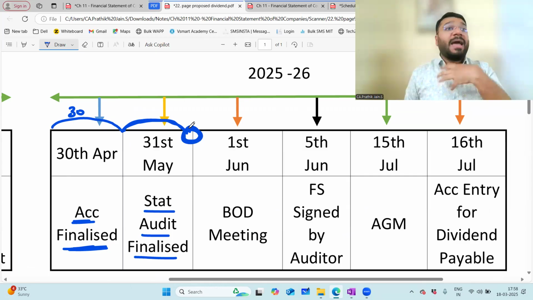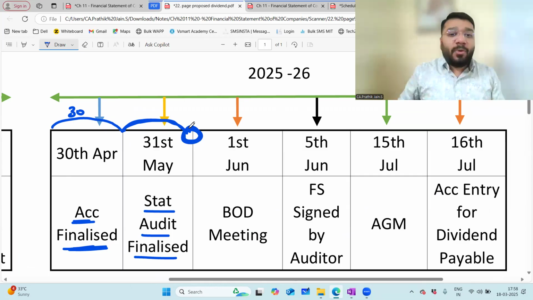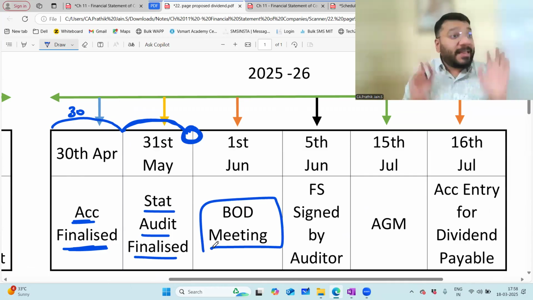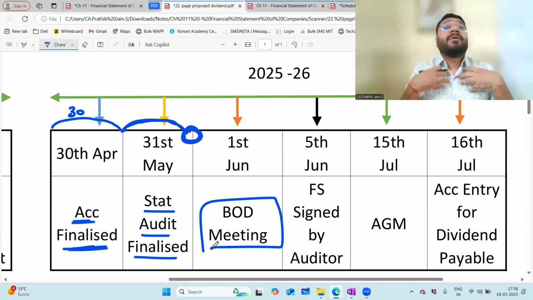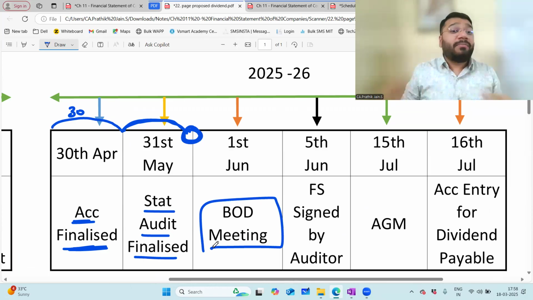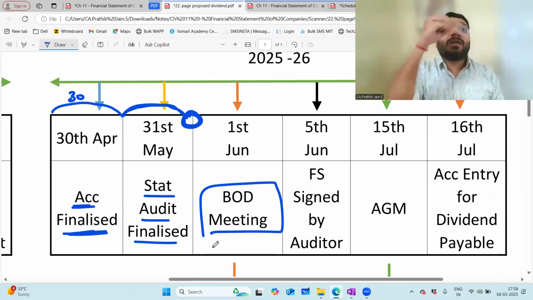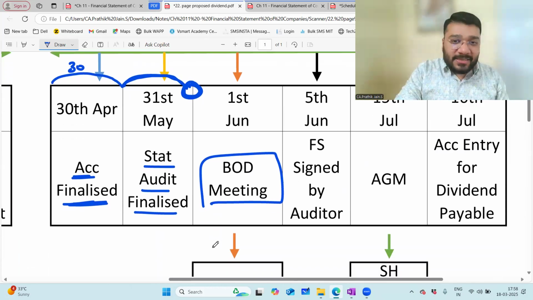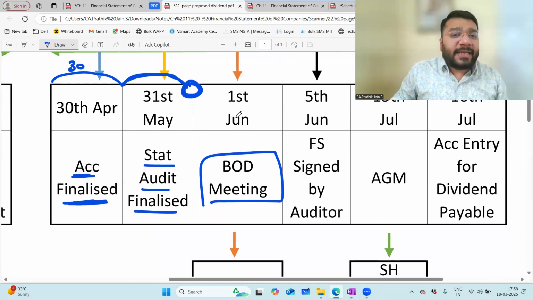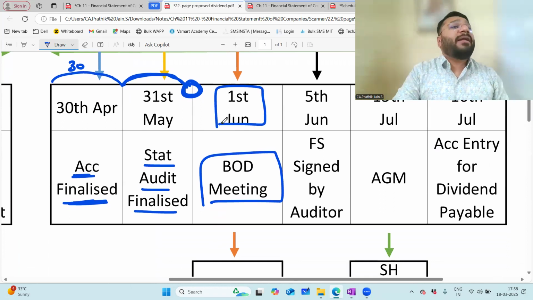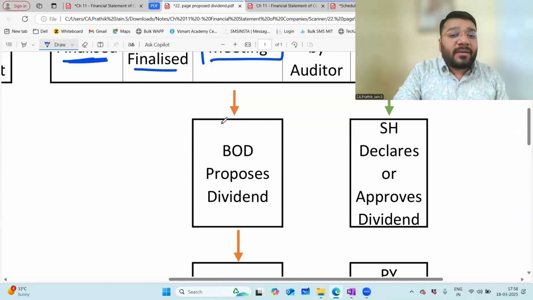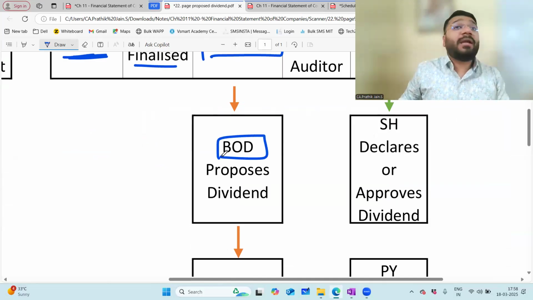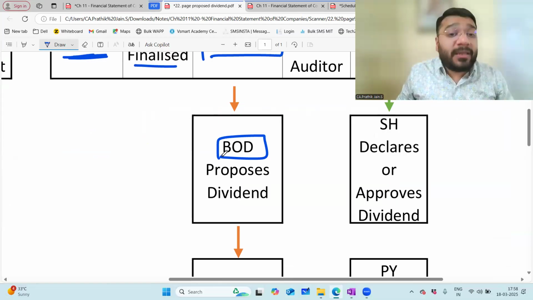As a partner, I'm interested to know. In this board meeting, many points are discussed. In that, there's one important point which I am relying on, because without that information, I cannot sign the financial statement. What is that information? Yes, sir, let's say the next day, 1st of June, the board of directors meeting has been convened. And in that meeting, I want to know what dividend percentage the board of directors is proposing. What is the percentage of dividend proposed by the board of directors?